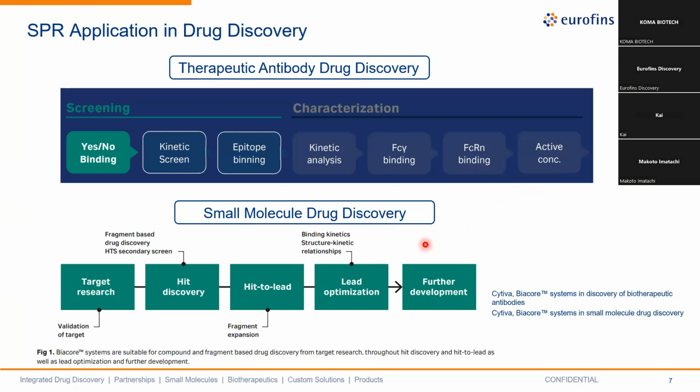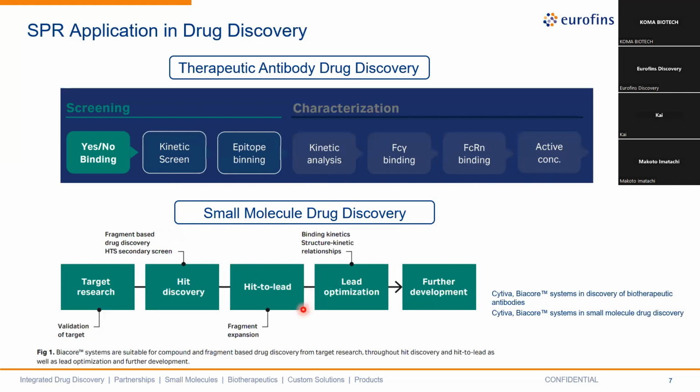For small molecule drug discovery, from the very beginning, the target research, you can validate the target to make sure of the binding of the target and the drug, and also the target and its own protein binding partner. You can use SPR to test the binding. And you can do the fragment-based library, which is a couple thousand, and you can use it as a secondary screening for the HTS, a couple thousand screening. You can do it in a couple of days, very fast for SPR.